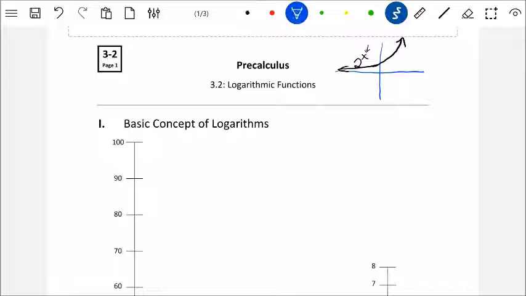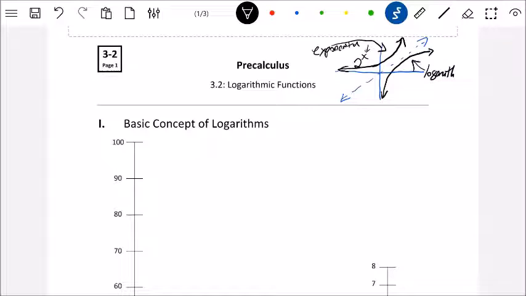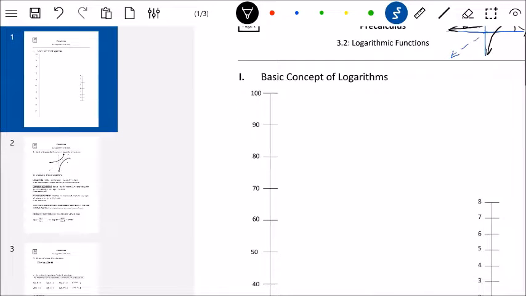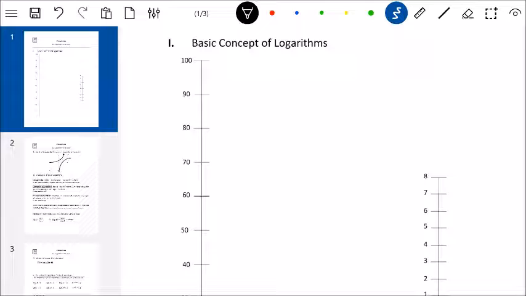There is the inverse line of y equals x. If we take the inverse of an exponential function, we get a logarithmic function. So these are exponential, and this is logarithmic. So we're going to be doing something different with the exponents here. Okay, so the basic concept of a logarithm.